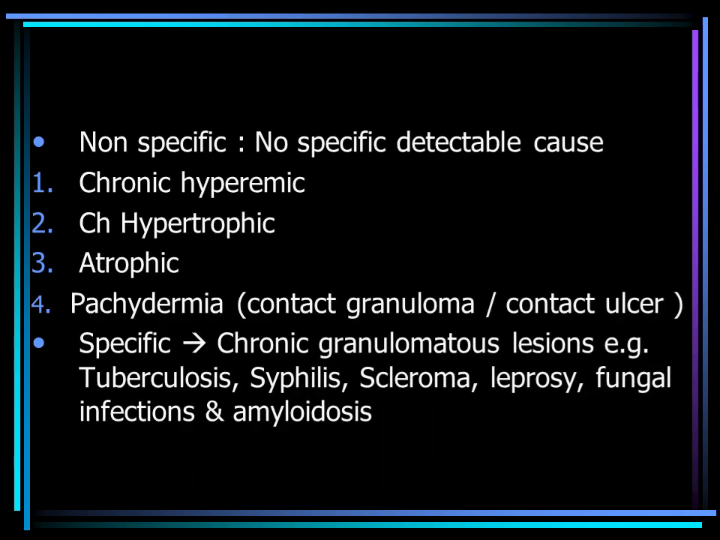Non-specific means there is no specific detectable cause. It can be chronic hyperemic, chronic hypertrophic, atrophic, or pachydermia, that is the contact granuloma or an ulcer. So basically we are dividing chronic laryngitis into non-specific and specific. In specific, we talk about chronic granulomatous lesions like tuberculosis, syphilis, scleroma, leprosy, fungal, and amyloidosis.